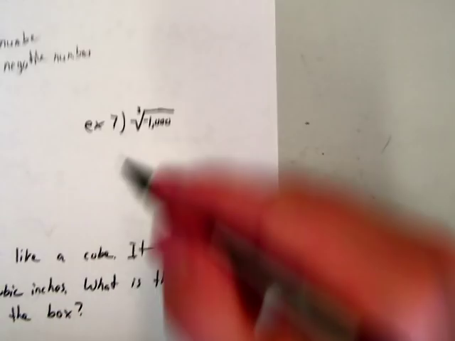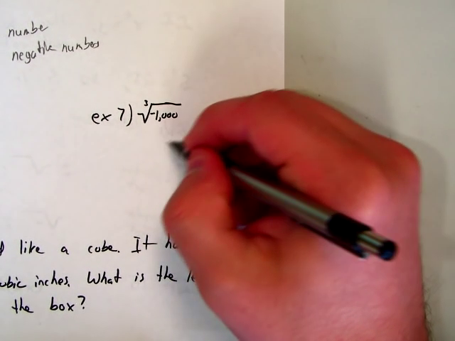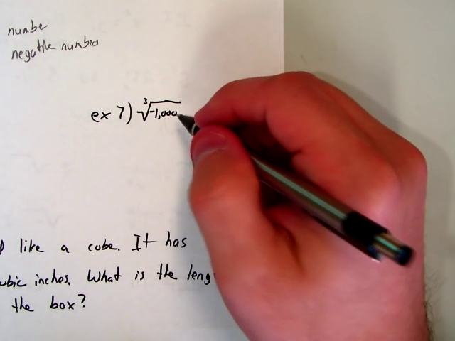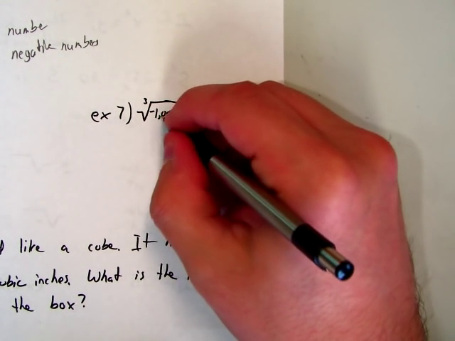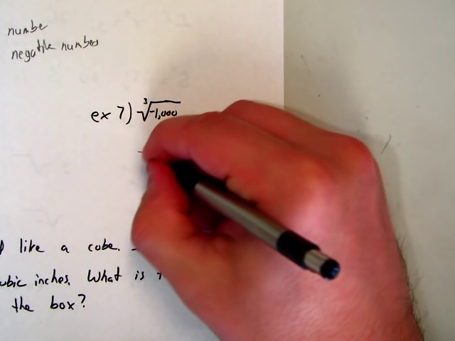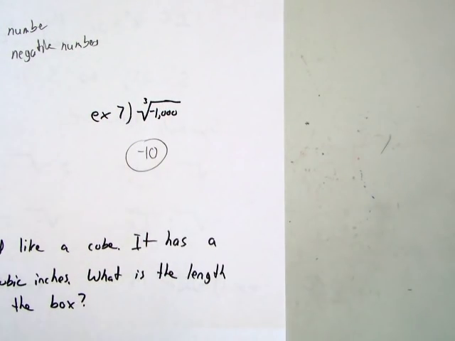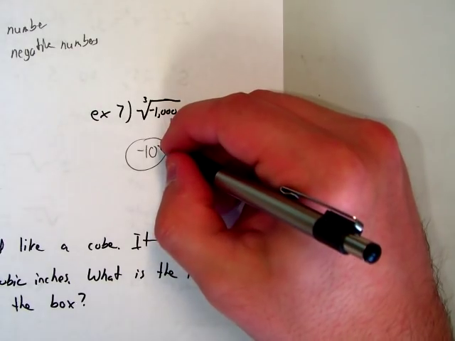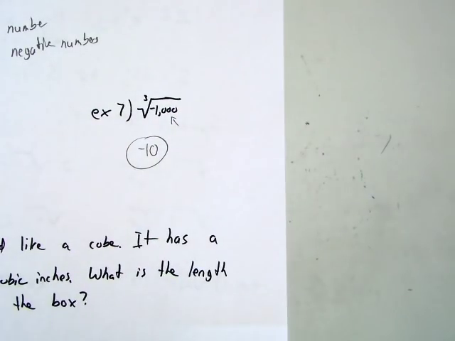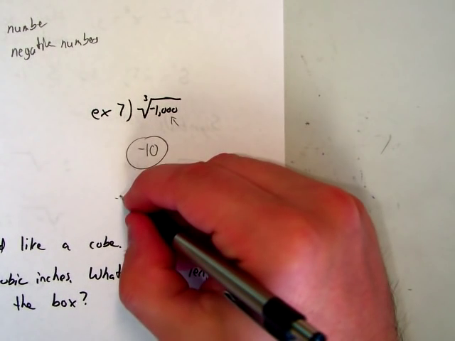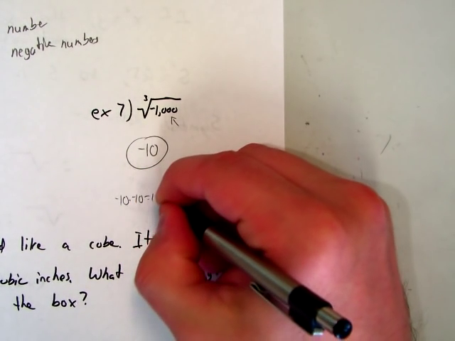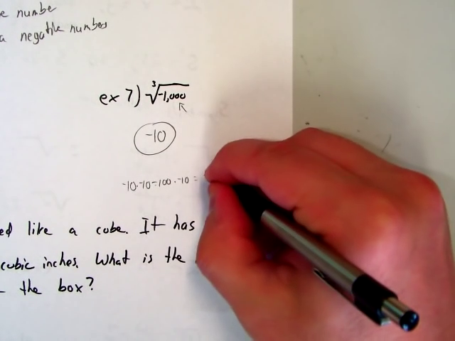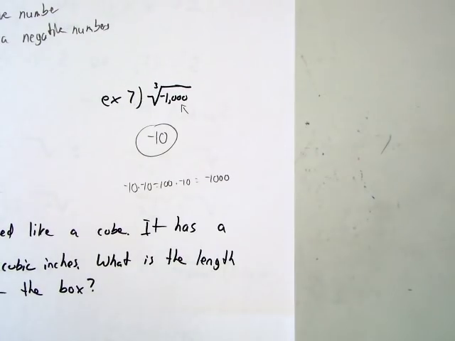Example 7, we have the cube root of negative 1,000. Looking at your sheet, the cube root of 1,000 is 10, so the cube root of negative 1,000 would be negative 10. Because this number is negative, this number has to be negative. And if you go back and check, negative 10 times negative 10 is 100. Times negative 10 again gets you negative 1,000.